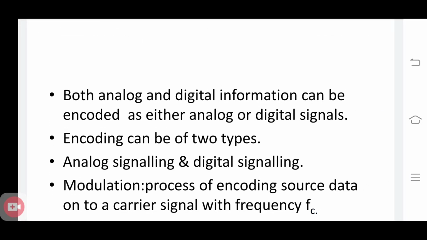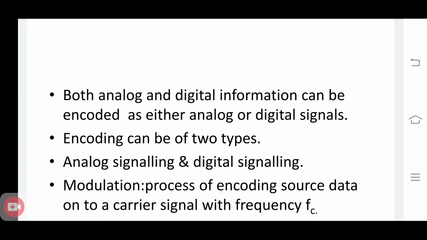We have both analog and digital data or digital information. Both analog and digital information can be encoded as analog or digital signals. That is actually the encoding scheme. That means we can convert the analog and digital information or data to a signal. What type of signal? Maybe it's an analog signal or it's a digital signal. That process is known as encoding.